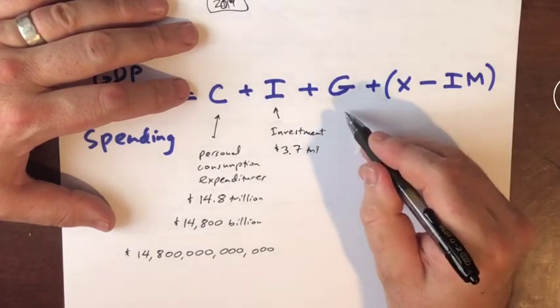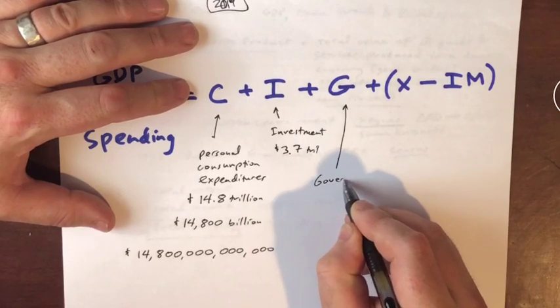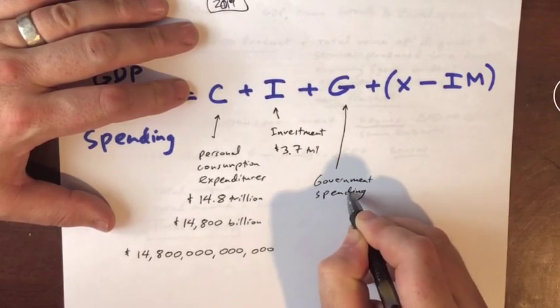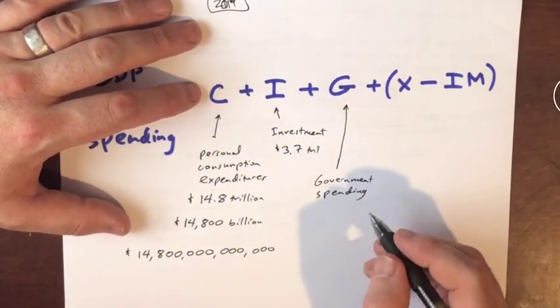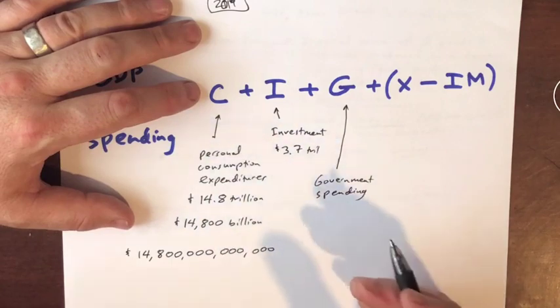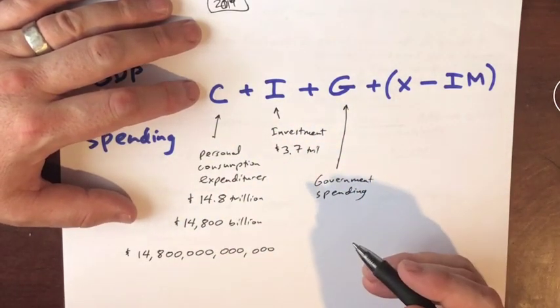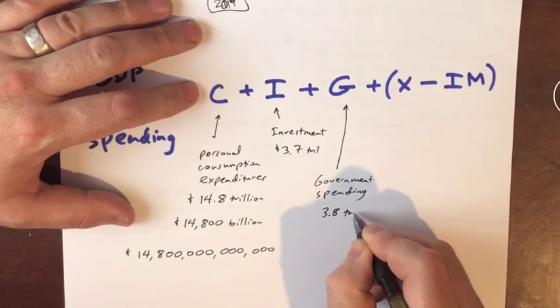Okay, G stands for government spending. Now, of course, in the United States, we have different levels of government. This refers to all of it. So federal, state, local, all different levels of government, all added up together. And when we do that, we get government spending is about $3.8 trillion.